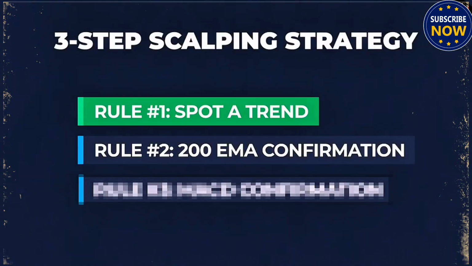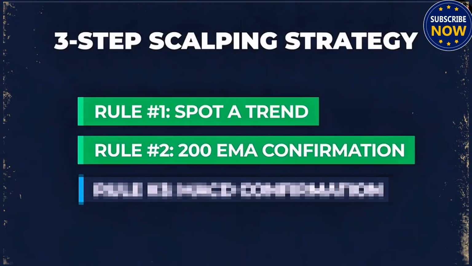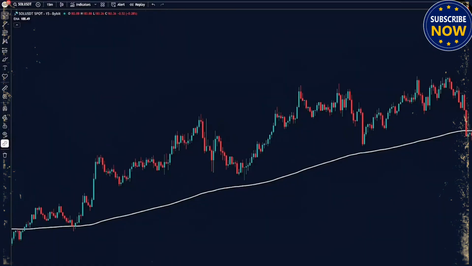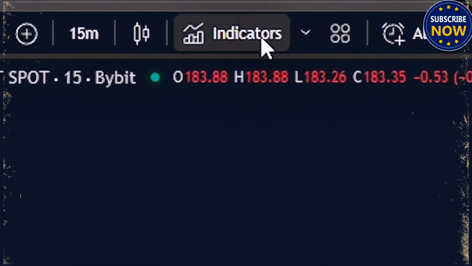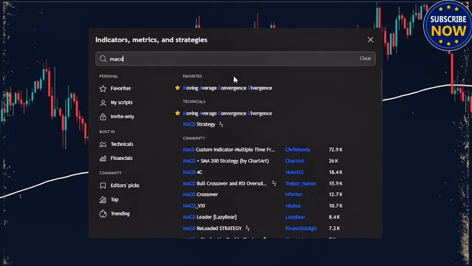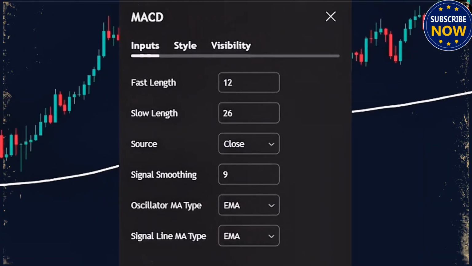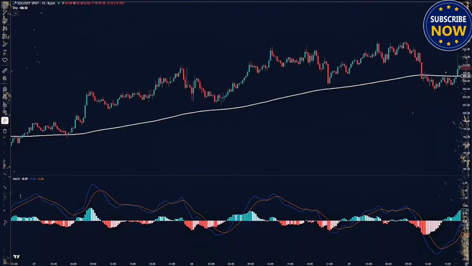Now that you know the trend and you've confirmed it with the 200 EMA, it's time to pinpoint your entry using one of my favorite tools, the MACD indicator. To add it, go to the Indicators tab, search for MACD, and add it to your chart. You don't need to change any settings. The default setup works perfectly for this strategy.